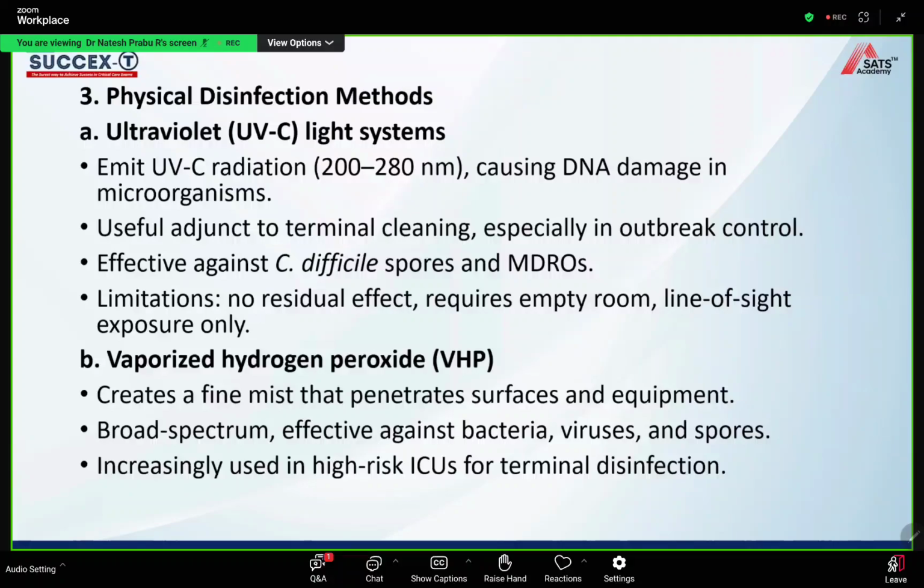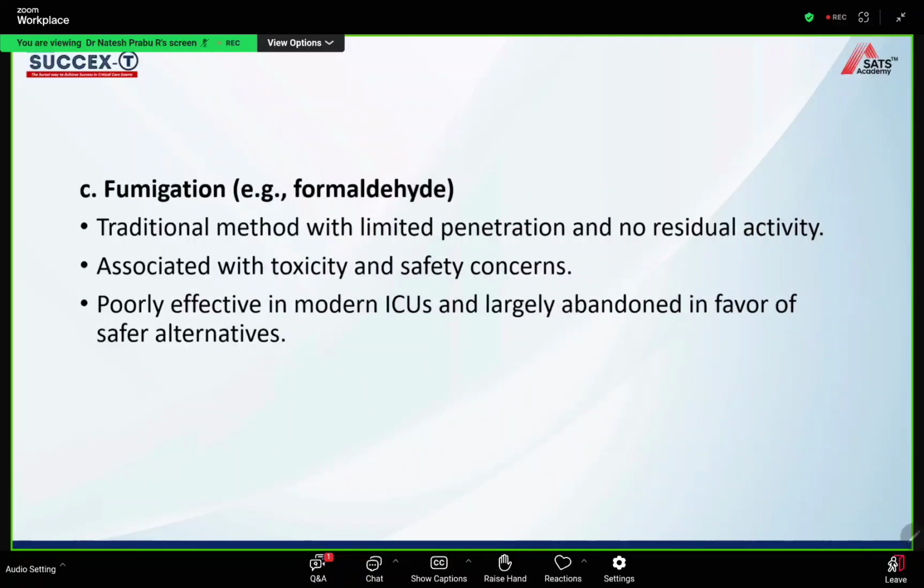Coming on to vaporized hydrogen peroxide. This is also a physical disinfection method. It creates a fine mist that penetrates surfaces and equipment. It is broad spectrum again, effective against bacteria, viruses, and spores, and it's increasingly used in high-risk ICUs for terminal disinfection.